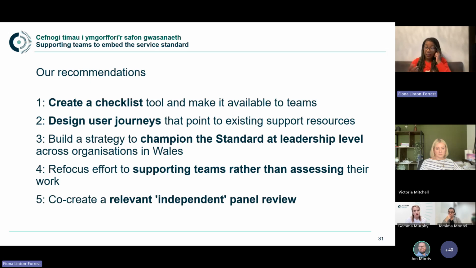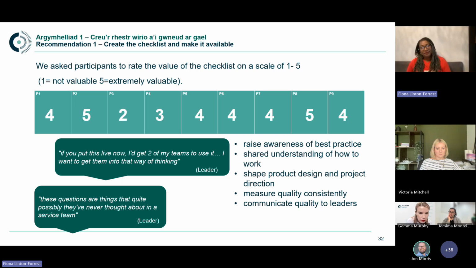And our recommendations are to create a checklist tool and make it available to teams, to design user journeys that point to existing resources, build a strategy to champion the standard at leadership level across organisations in Wales, refocus effort to supporting teams rather than assessing their work, and create a relevant independent panel review. And I'll now explain how we got to those recommendations.